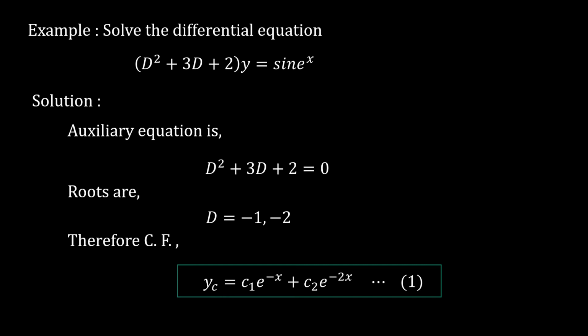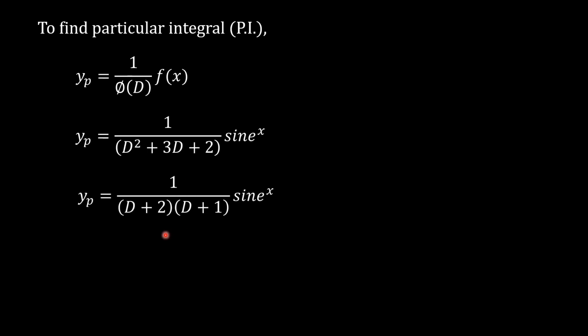Now we will find the particular integral of the given differential equation. It is also denoted as yp. So yp is equal to 1 upon phi of D of f of x. This phi of D is the polynomial in D. In this case, it is D squared plus 3D plus 2, and f of x is the right hand side function, which is sine of e raised to x. We factorize this polynomial into linear factors, which gives 1 upon (D plus 2)(D plus 1).